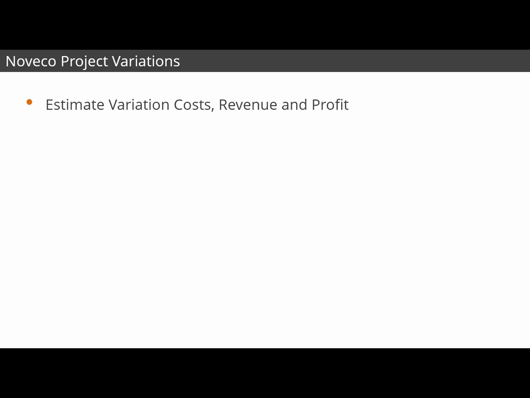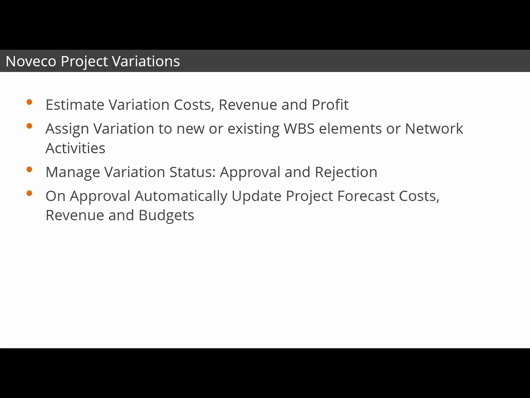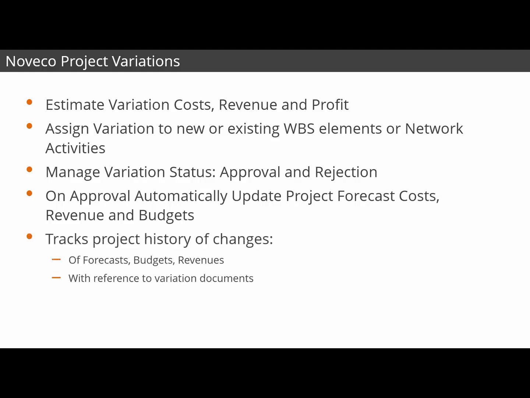You must be able to estimate costs, revenue and profits if it is applicable, assign variation items to new or existing WBS elements or network activities, and manage variation status with workflow approvals. When approved, automatically adjust project forecast, revenue and budgets. Track project history of changes with reference to variation documents, so you can report forecast and budget values before and after variation was applied and keep the complete audit trail.